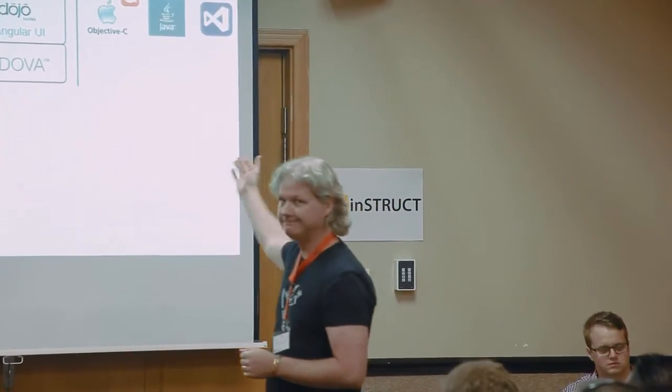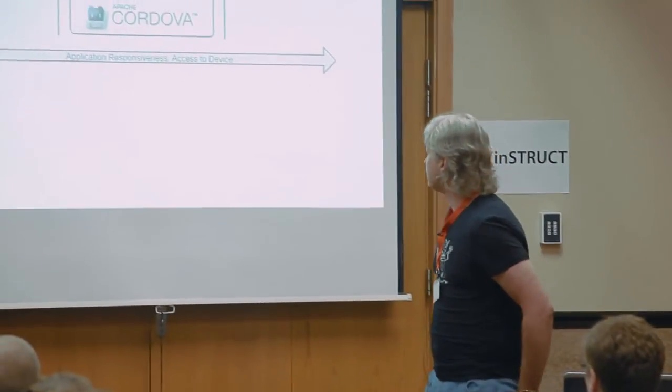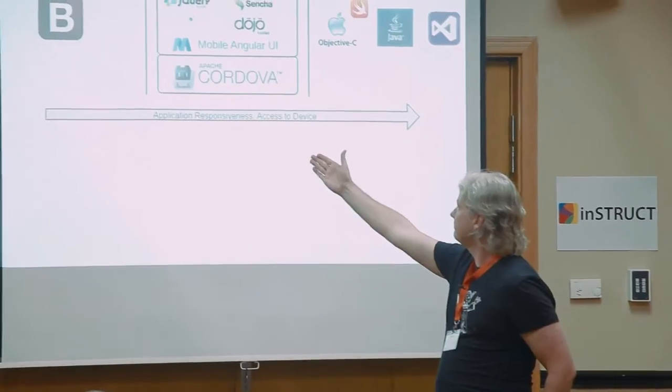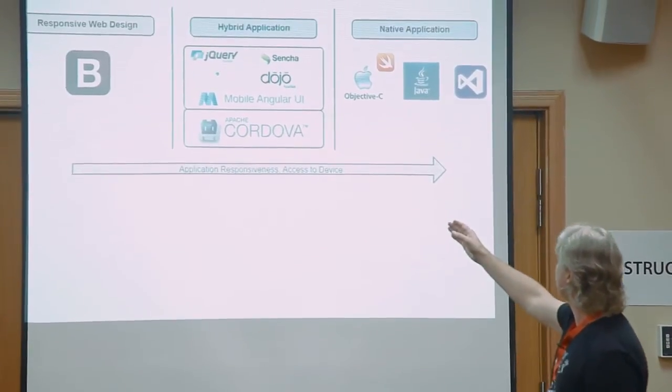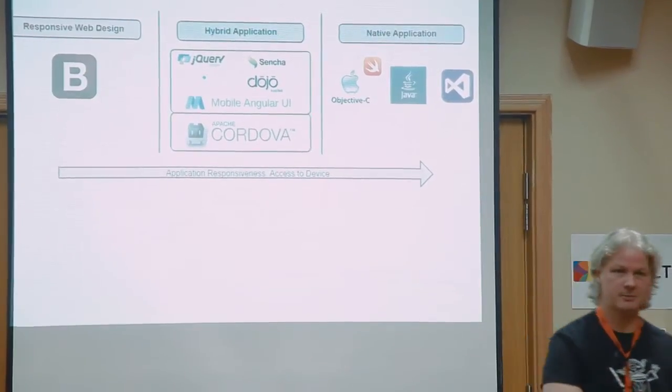And if you're doing Windows mobile phone, you're going to be in Visual Studio. So there's a fair spread of technology when you start to get into the space of development. So what are the advantages and disadvantages as we move through this space? Well, as we move from the responsive web page into the hybrid application into native application, we get application responsiveness that gets much, much better.